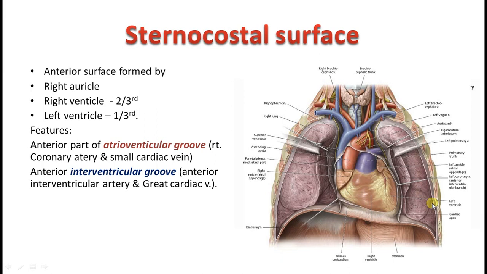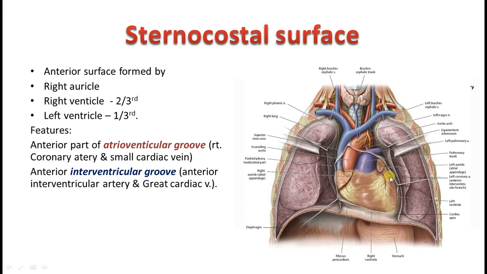So it is actually related to the anterior border of both the lungs, right and left lung, and the pleura. External to that you have the anterior thoracic wall, that is the 2nd to 6th intercostal space with its muscles and vessels and nerves. But on the left side, between the 4th to 6th rib, the left lung deviates laterally, forming the cardiac notch.